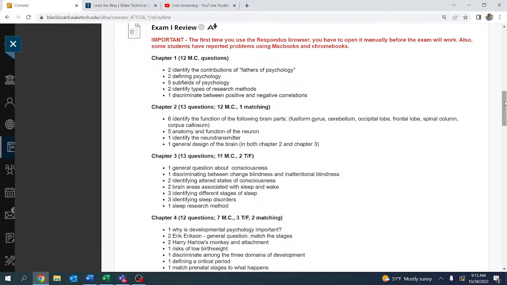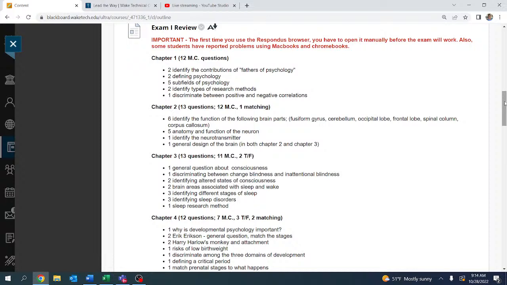Now, the anatomy and function of the neuron. I'm going to ask you to know the different parts of the neuron and what they do. So you have to know what a dendrite is, what a cell body is, what an axon is, what a terminal button is, and what the myelin sheath is, okay? If you'll go, Hannah, to PowerPoint 2A, I go through and identify those parts of the neuron. I want you to know those. The dendrite, the cell body, the axon, the terminal button, and the myelin sheath, okay?